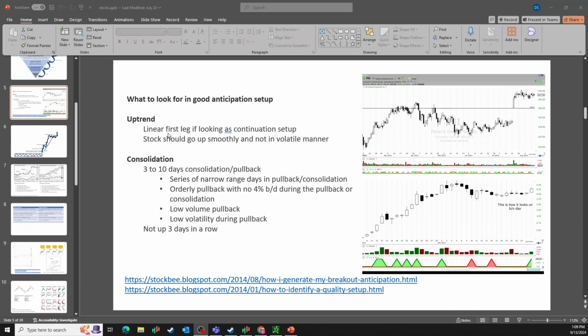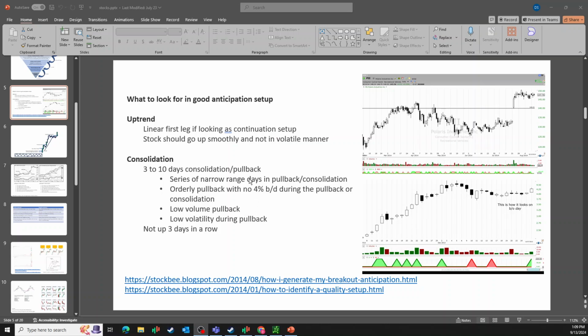The first leg up should be smooth and not volatile, so you like this first leg up. This one happens to be a gap above this base. This one is a nice orderly uptrend. And you want a consolidation that's 3 to 10 days of consolidation or pullback, which is a series of narrow range days. It's orderly with no 4% breakdowns during the pullback, low volume, low volatility.